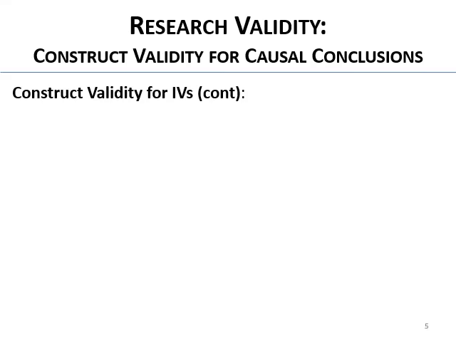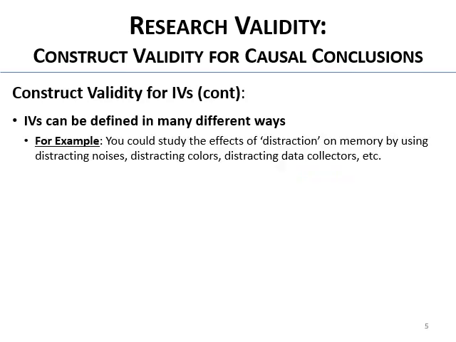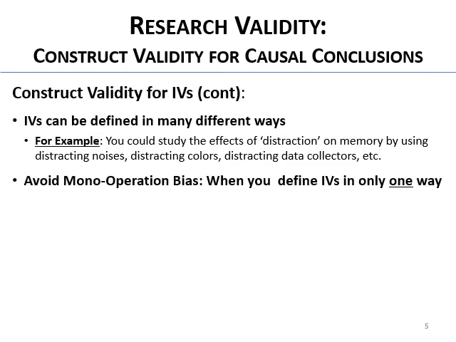So keep going with the theme of construct validity for your IVs. Your independent variables can be defined in many different ways, right? Different researchers have different hypotheses for things, or operational definitions for things. So for example, you could study the effects of distraction on memory by defining distraction in all sorts of ways. It could be distracting noises, it could be distracting colors, it could be distracting data collectors, etc., and so forth. So there's lots of different ways you can operationally define your independent variables.